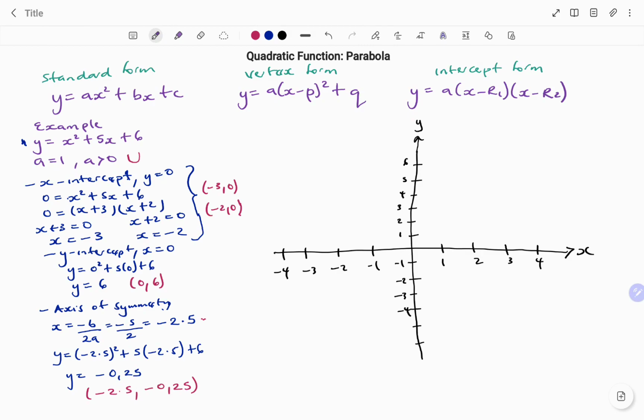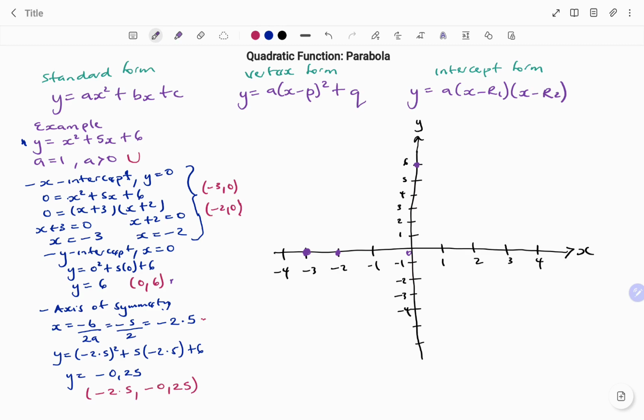Now to put in my points, remember the value of a is 1, which is greater than 0. That means my graph is going to be a smiley face. The second thing I need to note are my intercepts. Let's start with my x-intercepts. The first point is minus 3, 0. The second point is minus 2, 0. Then I'm going to go to my y-intercept. The coordinates are 0 and 6.